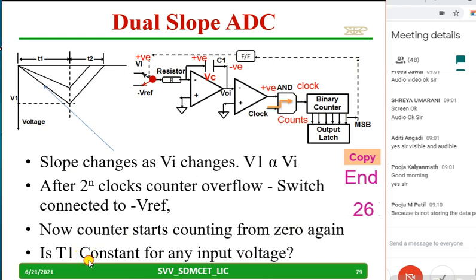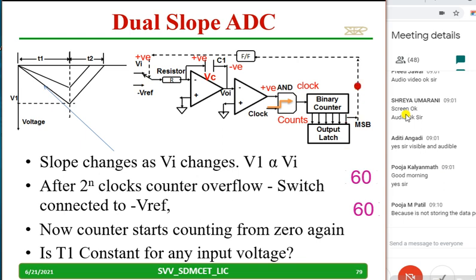Why is T1 constant? Try to understand, because irrespective of any voltage you give, there will be a small positive voltage, and this will remain positive only, because it cannot discharge through this positive source, nor through the op amp. So therefore this will be positive, the clock will reach the counter continuously, and the counter will count. Once it overflows, only then will this switch position change.